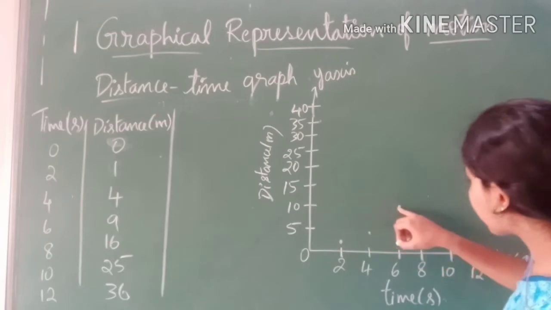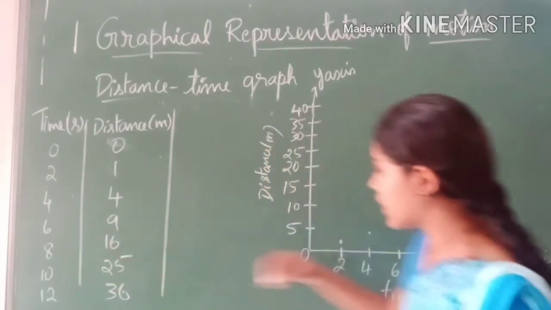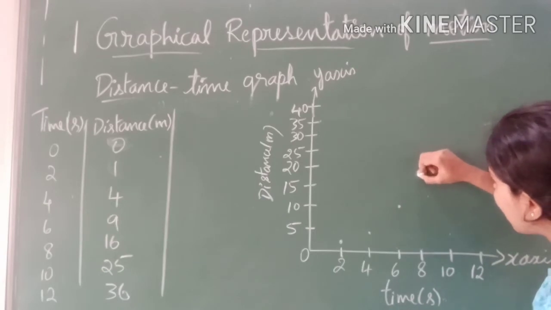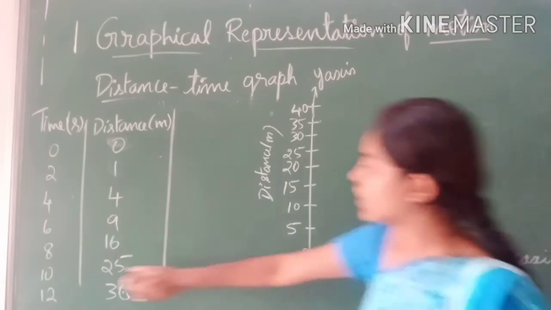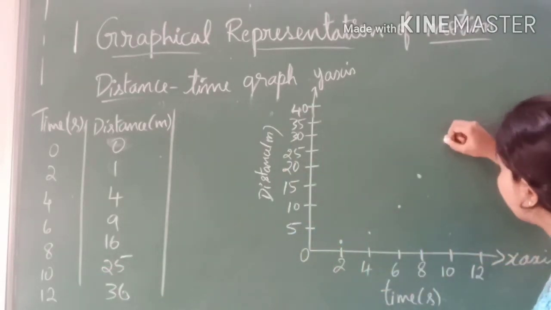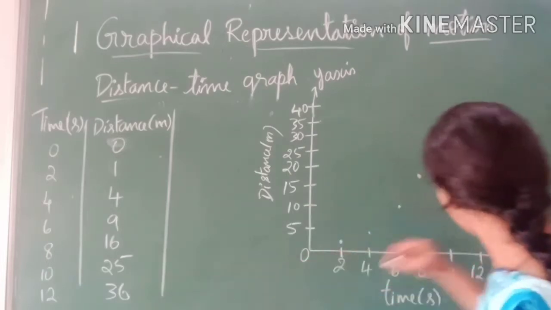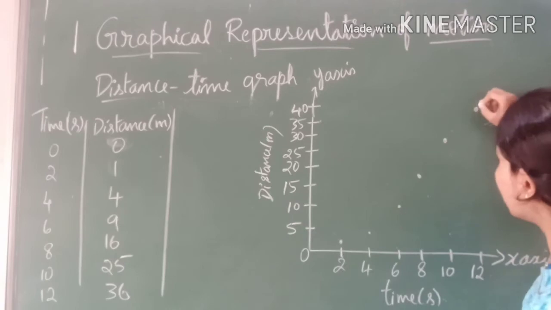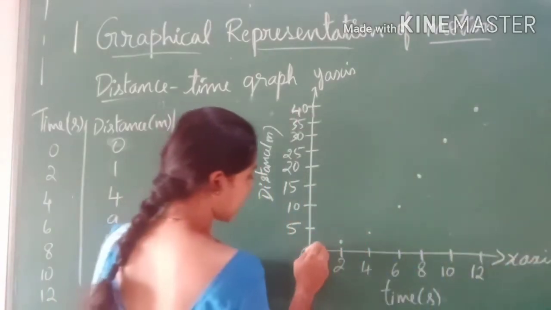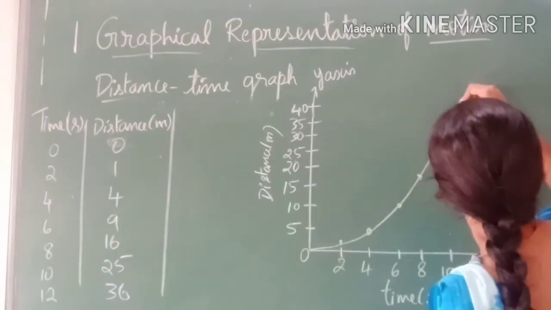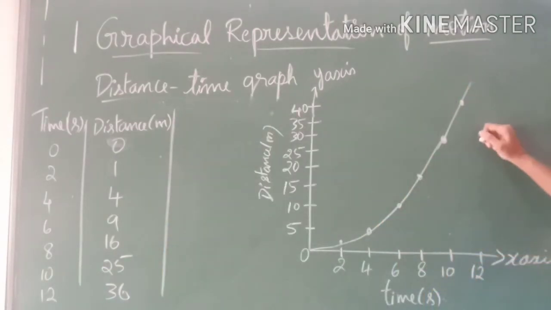Then in 8 second, the distance travelled is 16. Okay, little above the 15. Then in 10 second, it is 25. And in 12 second, it is 36. So we get the points. After that, join these points, you will get the graph. So this graph represents the distance travelled by the object in a particular time.